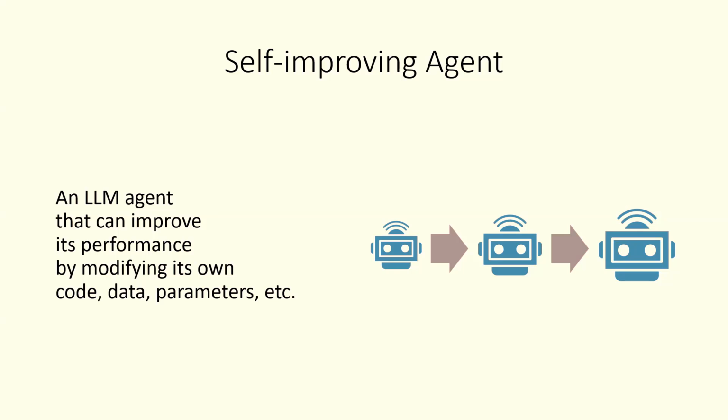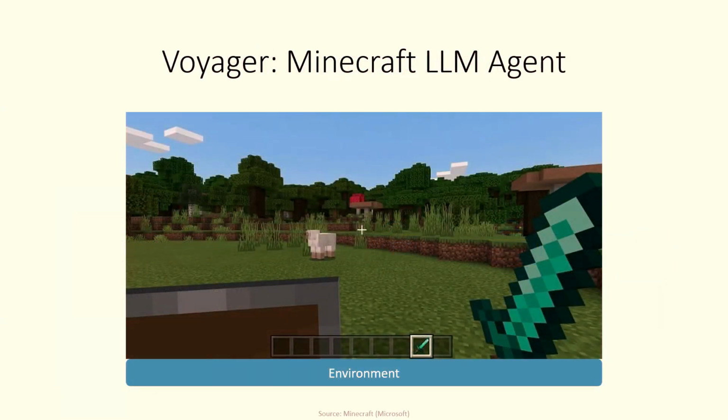So these self-improving agents are either LLMs or LMMs that can improve their performance by modifying their own code, data, or parameters. The agent learns how to solve new, more complex problems by making itself more powerful with each iteration. So let's take a look at an example of a simple self-improving agent.